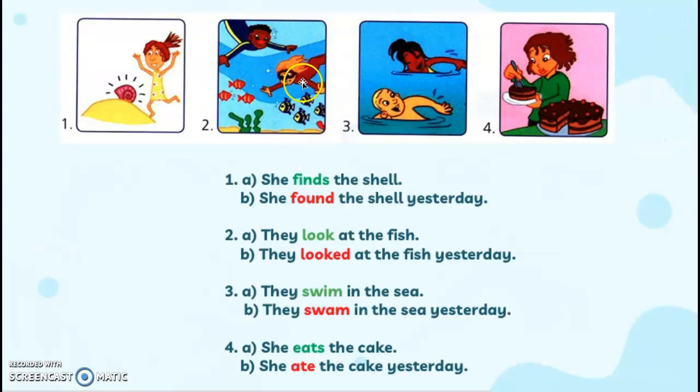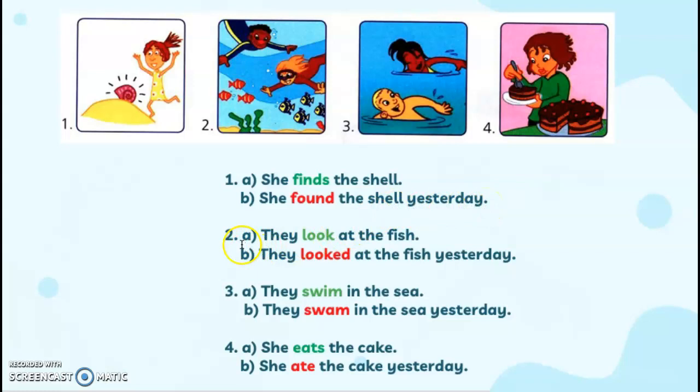Okay, so for picture number 1, she finds the shell. So this is for present tense. So we use finds. I put S here because the subject here is singular. So if I put they, I just use find without S. Okay, so she finds the shell. Now I want to change it into past tense sentence. I need to change the verb. So she found the shell yesterday.